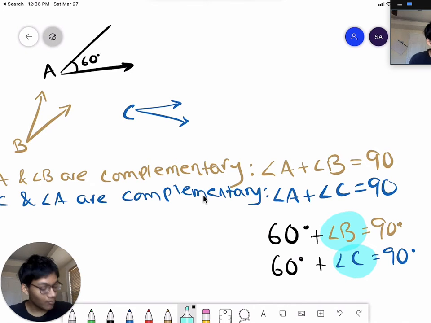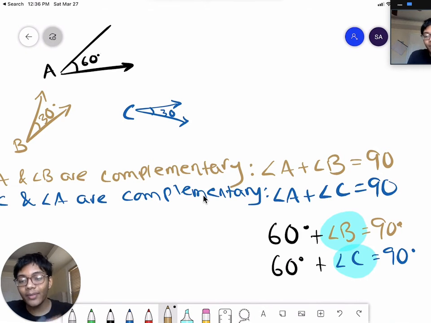So here's the moral of the story. We just figured out angle C is 30 and angle B is also 30. So that means angle B and C are equal. So if two angles are complementary or supplementary to the same angle, those two angles are equal.